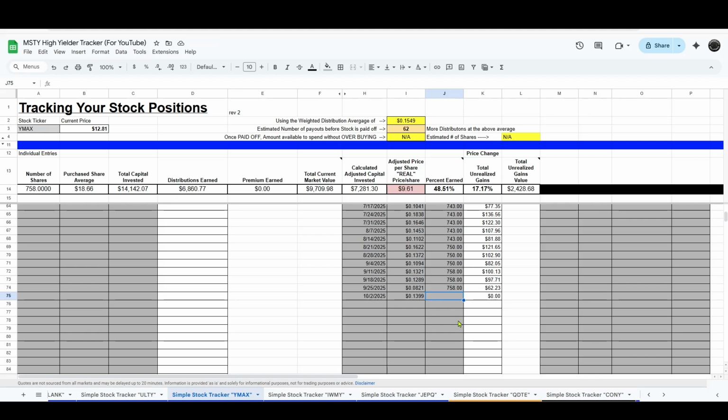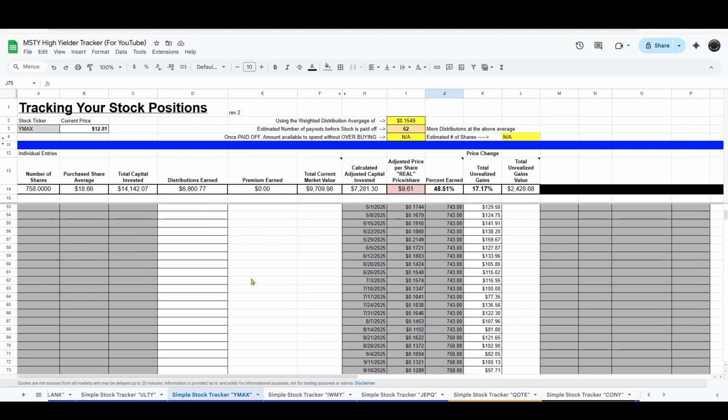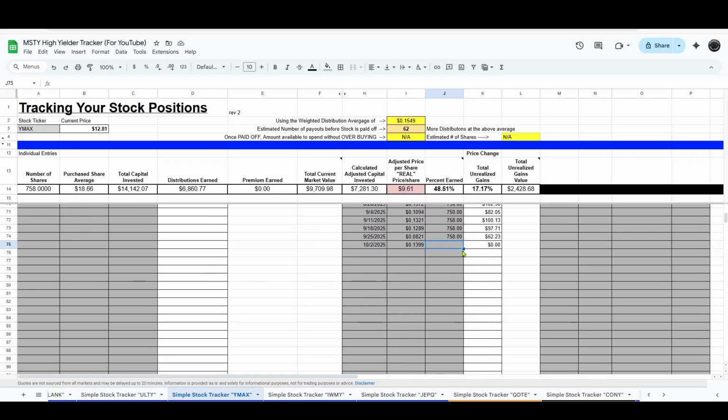How many shares? Well, I have not purchased any more shares. As you can see right here, I have not purchased since 9/4 of 2025, so I can count for all 758 shares. So we'll enter in 758, and we'll see my adjusted price per share was $9.61. What does that change it to? Well, my new real price per share is $9.47. You see what I'm saying?